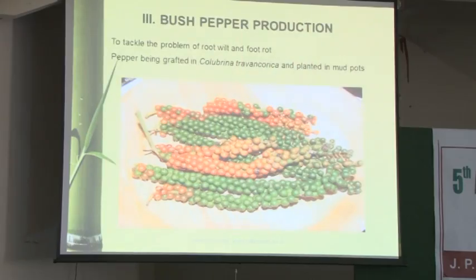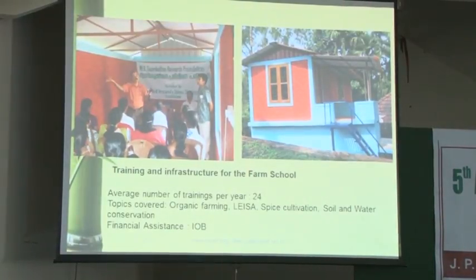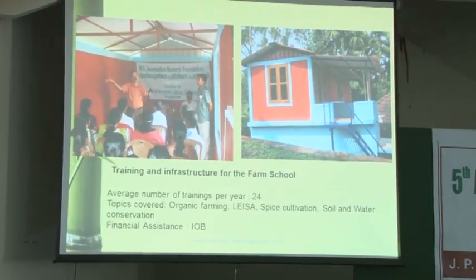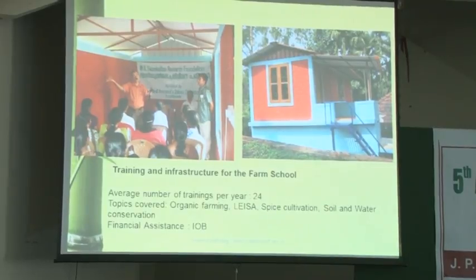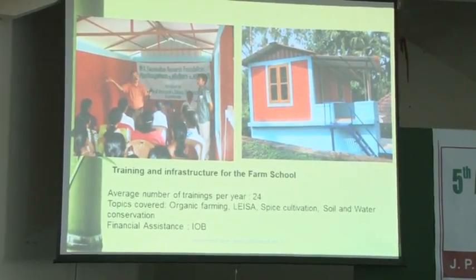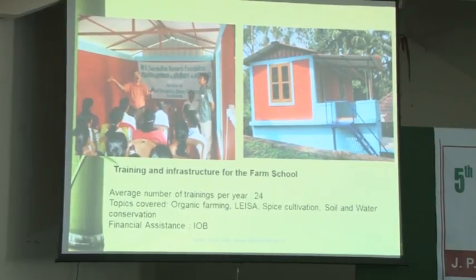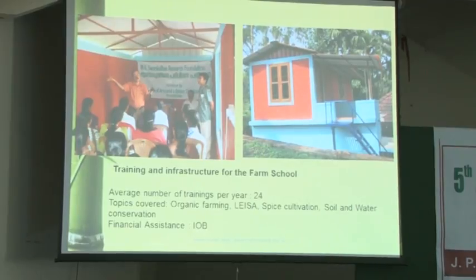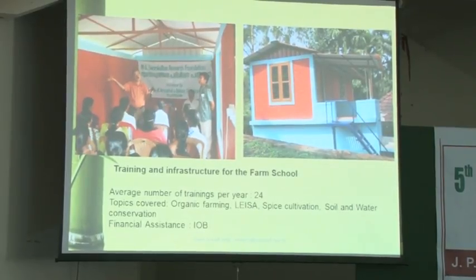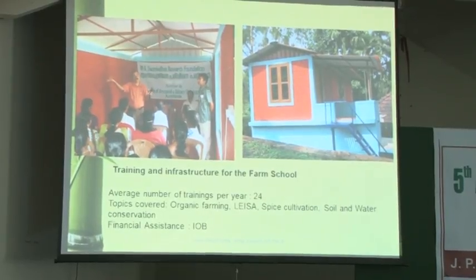This is the next one. Here is the training facility we can use for this kind of training, where the person taking the class is from the Indian Institute of Spices Research, and our role is just to be a facilitator, with the infrastructure that we have constructed. On average, we do 24 or 25 training programs every year on different topics. This program is supported by the Indian Overseas Bank.